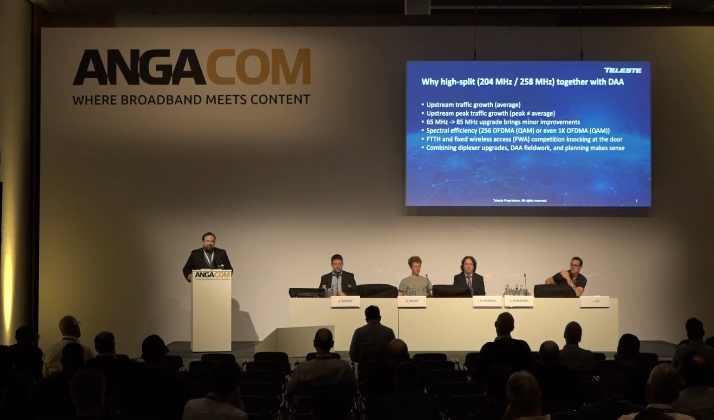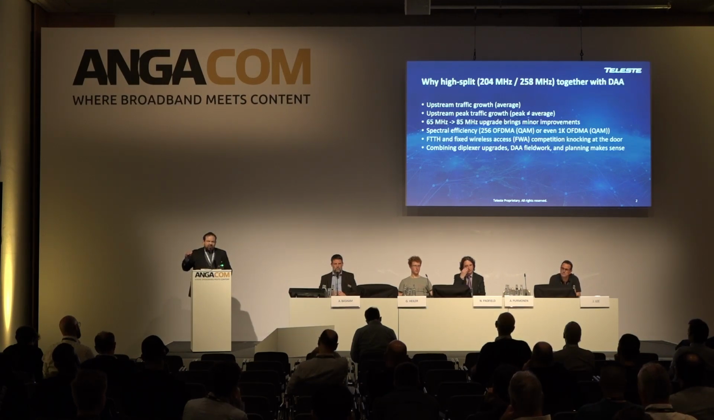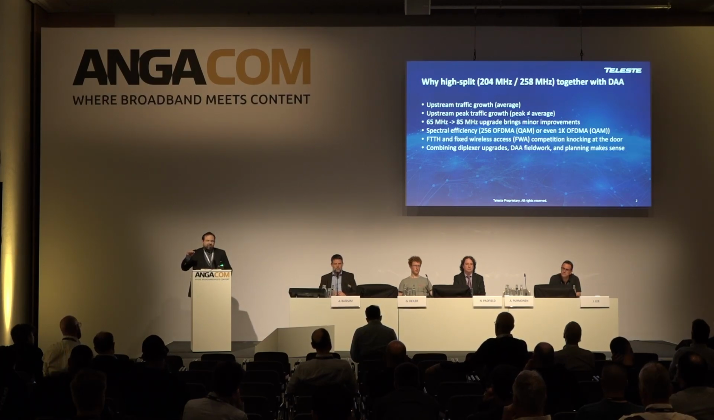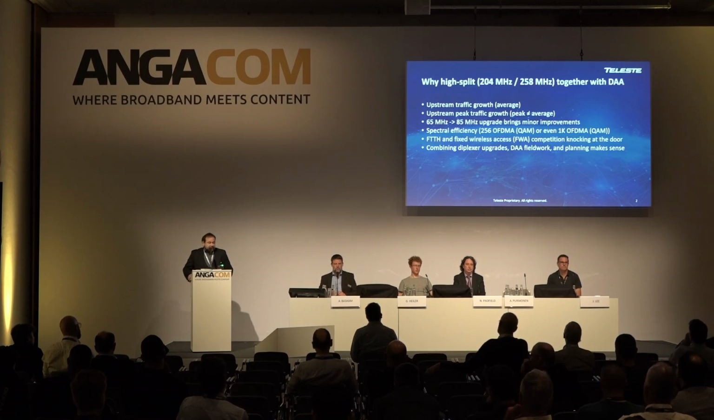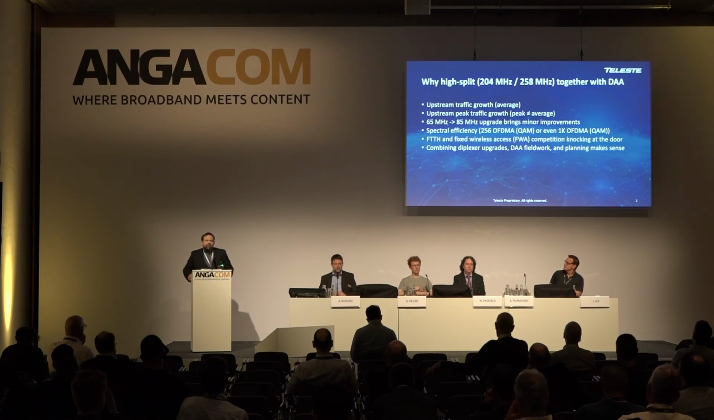So what we can see is that some operators, for example, might have consumers wanting, let's say, more than 50 megabit upstream. And in those cases, you cannot allocate the whole upstream for the single customer. So although the average rates would still be decent, some heavy users might force you to think about what to do with the upgrades. Obviously, you could go to 85 megahertz, but that brings only minor improvements. Then, of course, if you move from DOCSIS 3.0 to 3.1, you also get better spectral efficiency, as you are able to use even up to 1K OFDMA, which after all is a QAM signal, but in OFDMA format.